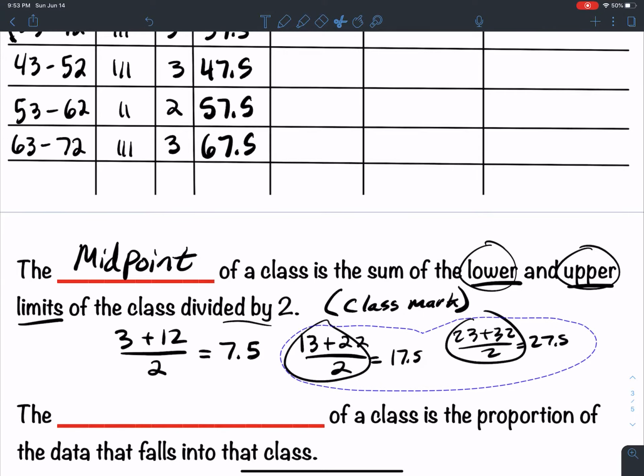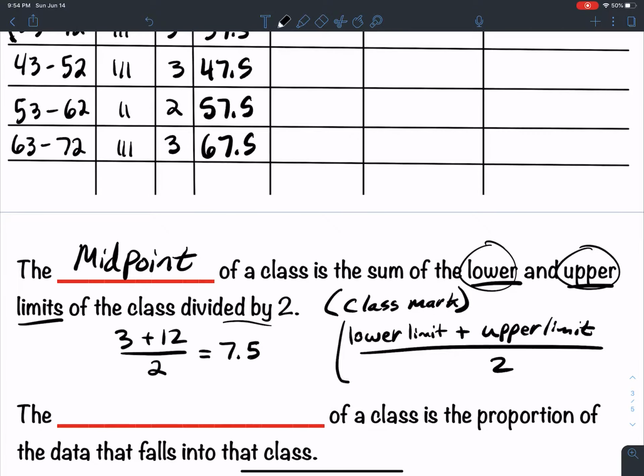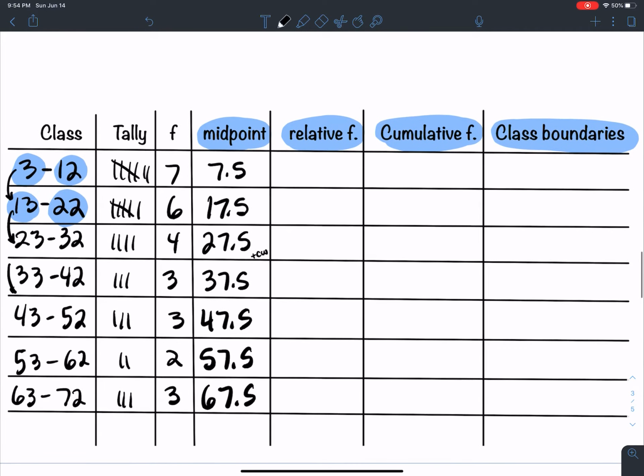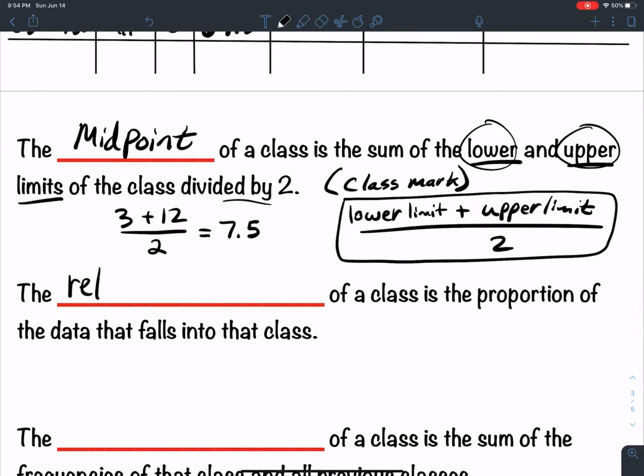So in general, the formula is the lower limit plus the upper limit divided by 2. Okay, that's the midpoint. Now the next thing is the relative frequency. The relative frequency of a class is the proportion of data that falls into the class. So when I think of proportion, I think the percent, okay?